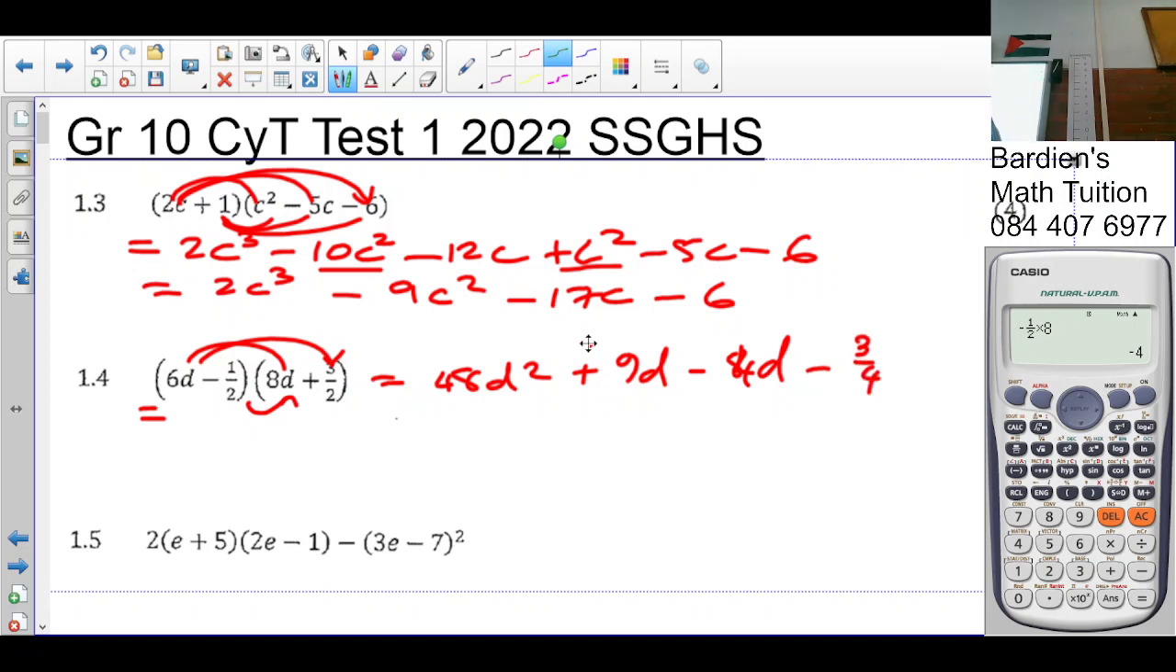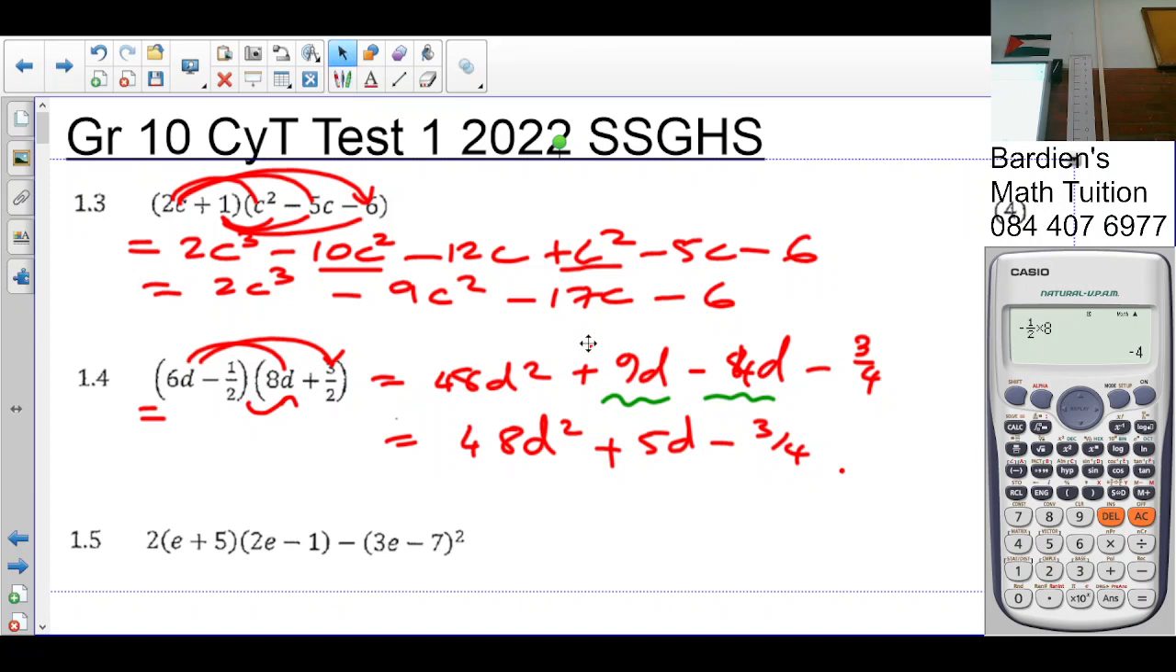So what do we do now? Like terms. So that's going to give you 48d squared plus 9, no, 9 minus 4 is 5d, minus 3 over 4. Okay. The next one. Did we do this? Yes.